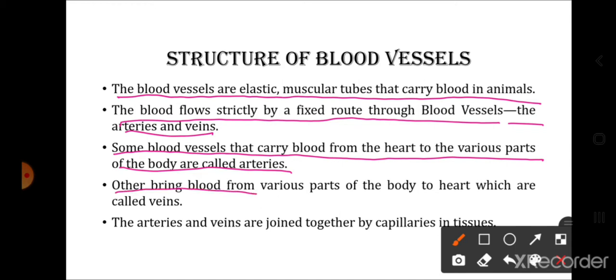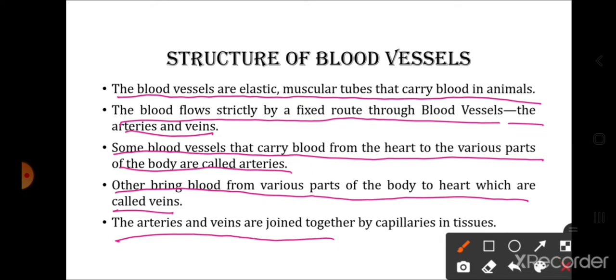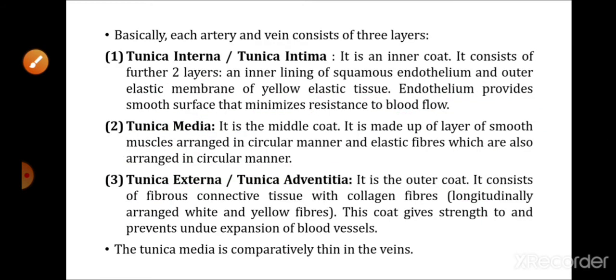Whereas the other brings blood from various parts of the body to the heart, and these are called veins. So what are veins? Those blood vessels which carry the blood from various parts of the body to the heart. यानी जो blood vessels blood को heart तक पहुँचाते हैं, those blood vessels are called veins. And the arteries and veins are joined together by capillaries in tissues. So how are arteries and veins joined? They are joined by the capillaries in the tissues.